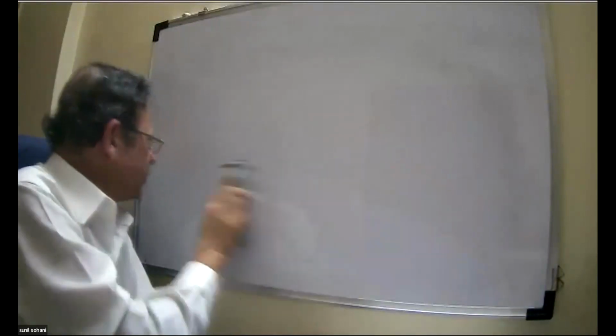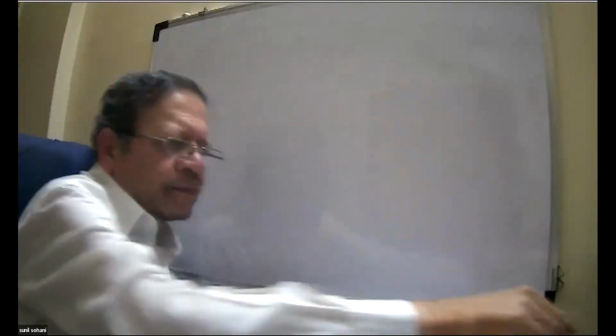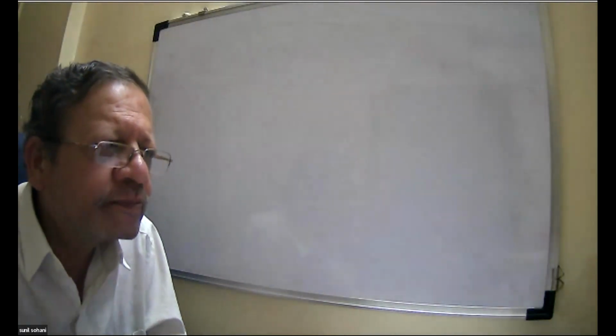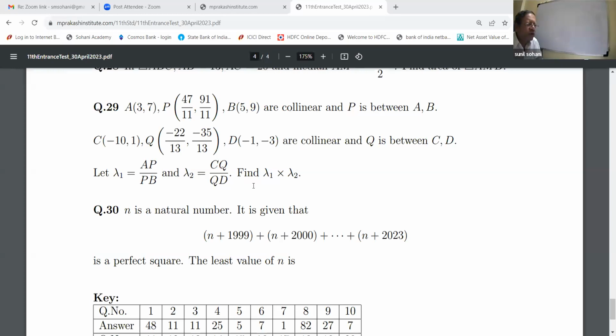Now we'll do question number 29. Let me share the screen for some time. This is question number 29. A, P, B are collinear, and P is between A and B. C, Q, D are also collinear and Q is between C and D. Let lambda 1 be AP upon PB and lambda 2 be CQ upon QD. Find lambda 1 times lambda 2. Let me draw the picture of this.